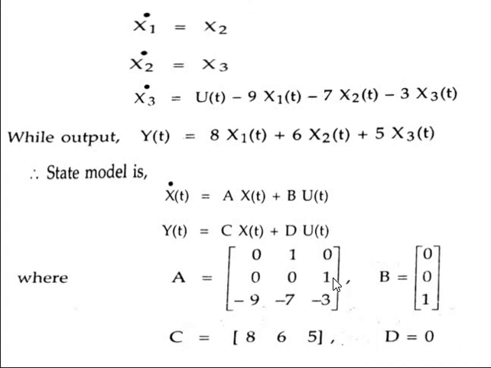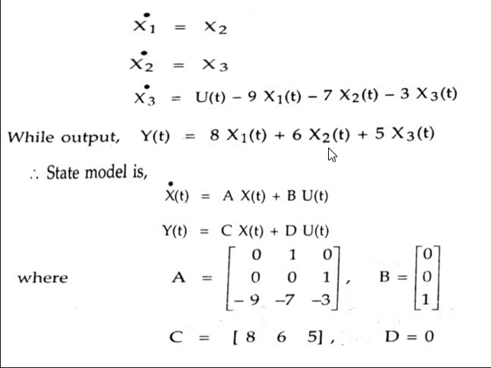Now we go for the matrix B. So the B matrix is multiplied with u of t. Here x1 dot of t does not have any u of t, so the first value is 0. X2 dot of t does not have any u of t, so this value is 0, and x3 dot of t has 1 into u of t, so this value is 1. So the B matrix is completed. So the A and B matrices are drawn from these state equations, x1 dot of t, x2 dot of t and x3 dot of t.